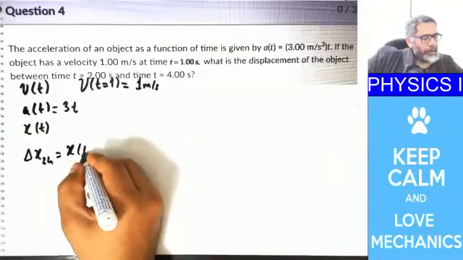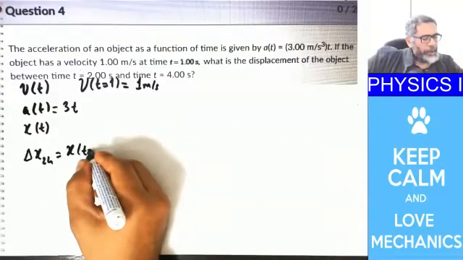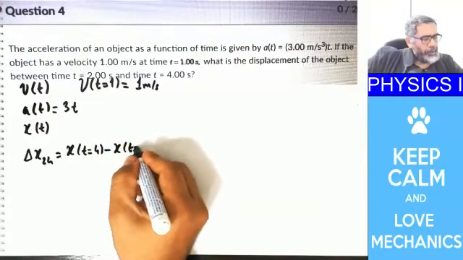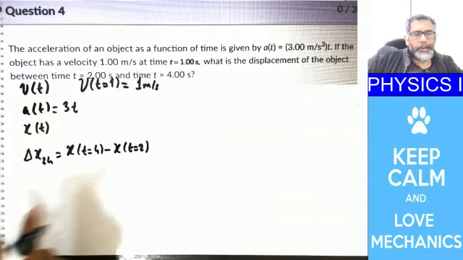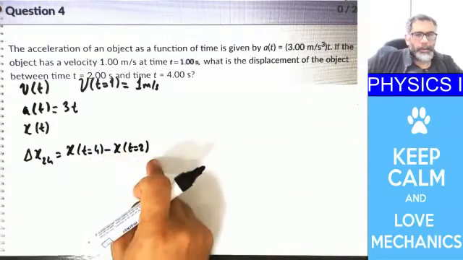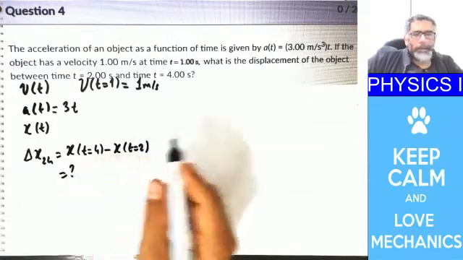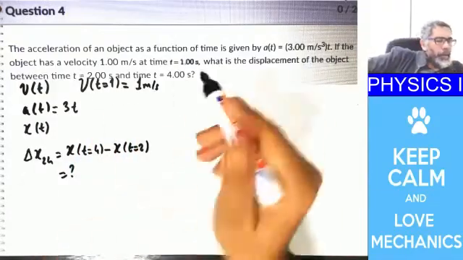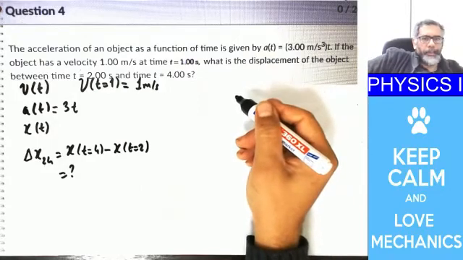It is x, the position at t equals 4 seconds, minus the position at t equals 2 seconds, right? So this is the question. Okay, what is this? And these are given. So how do you proceed? How do you attack the problem?